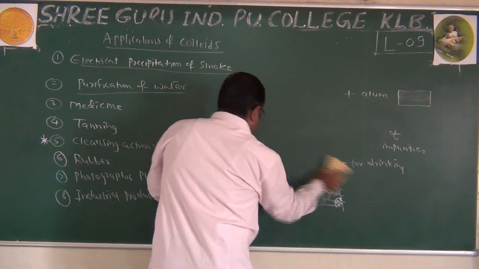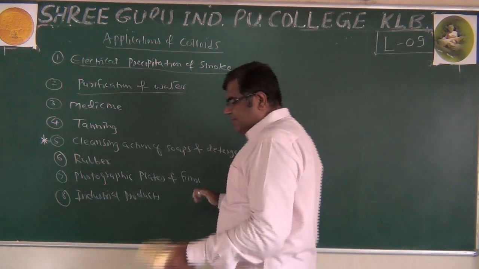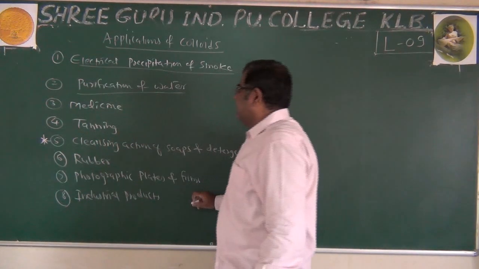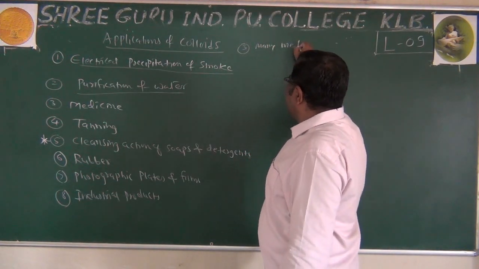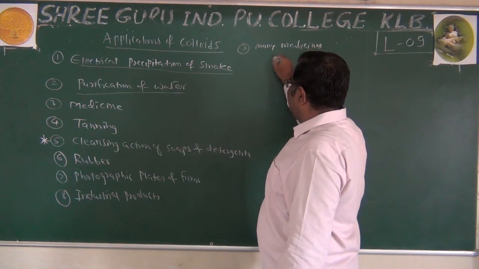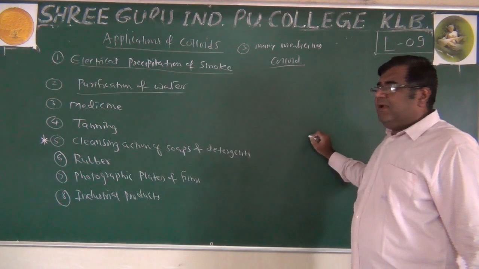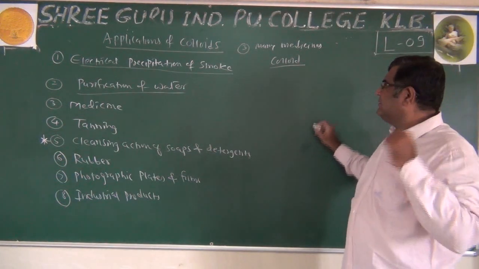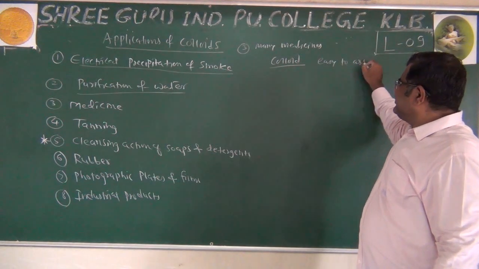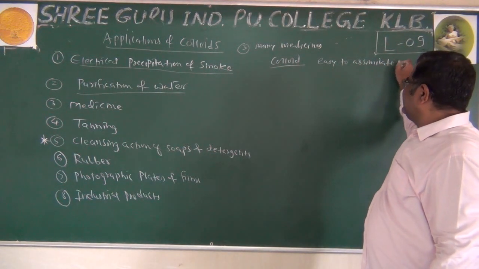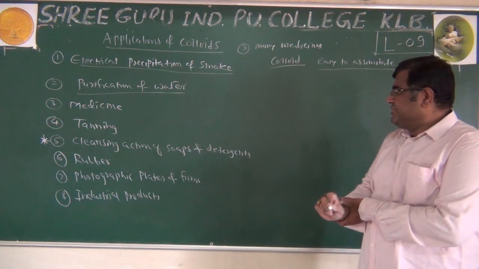Then the third one is the medicine. We should say that in the third application, many medicines which we consume are colloids, and when they are colloids, they are easy to assimilate because their surface area is greater, and that's why the drug action is very efficient.